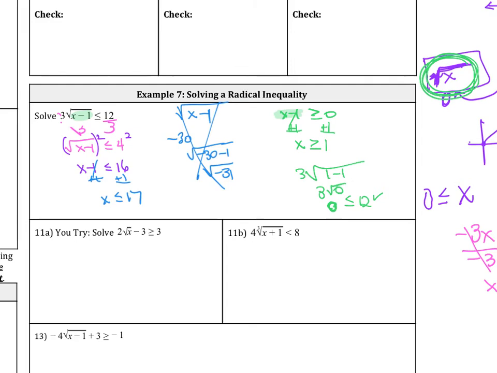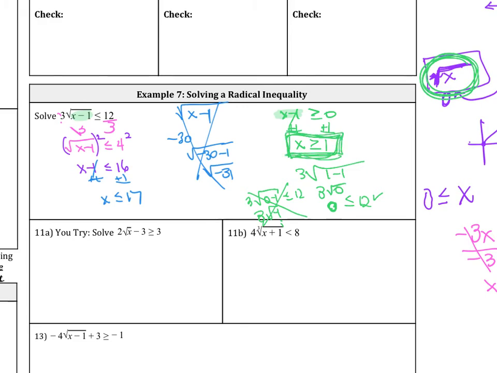Now if I plugged in, let's just plug in 0. So 3 square root of 0 minus 1. I hope you see that doesn't work, because you get a square root of negative 1. That's i, right? It's imaginary, so that's not allowed. So we see that 1 is the lowest number we can plug in. So that is our restriction.